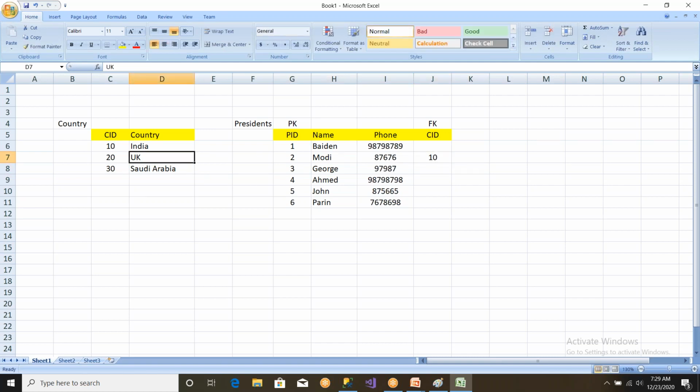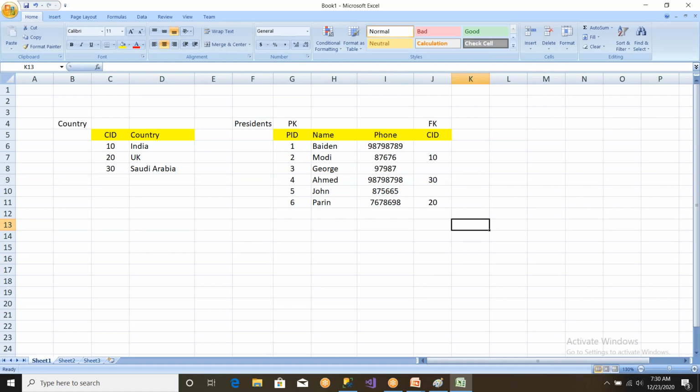UK for the next one. So next one is UK. Who is the UK's president? Let us say the UK president is this guy. So we can have 20 here. Clear? That's what you need to understand. And Saudi Arabia, let us say Ahmad. So Ahmad is 30 here. Clear? This is how you are going to have the data.